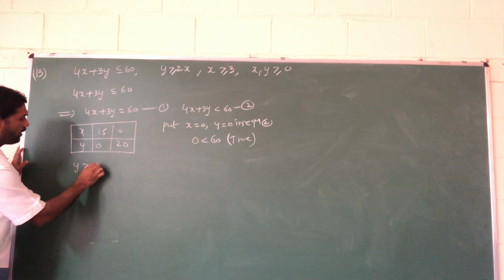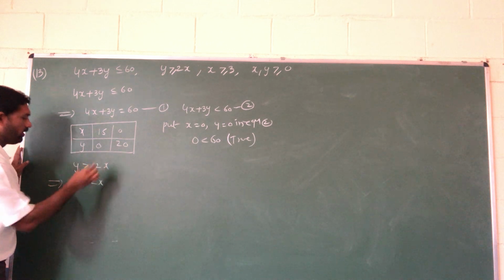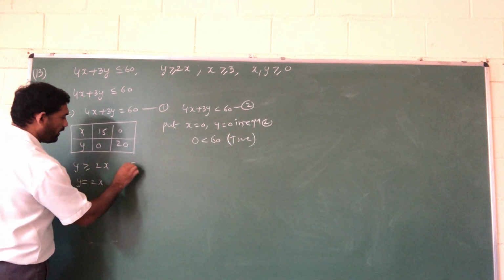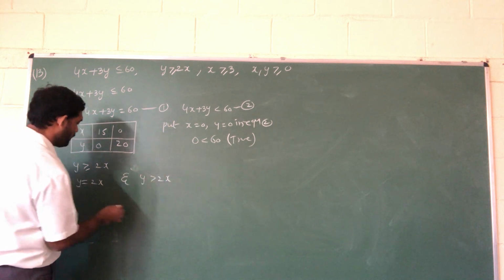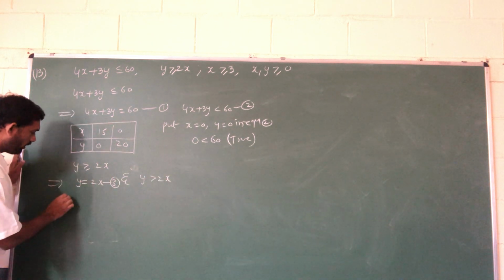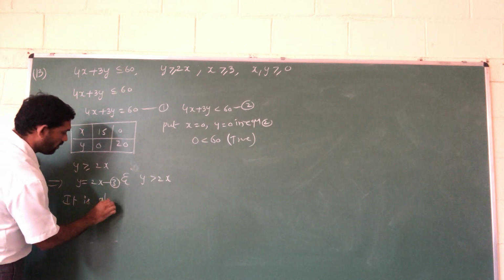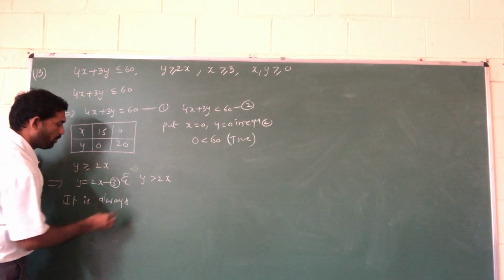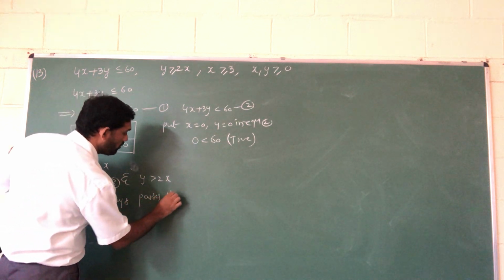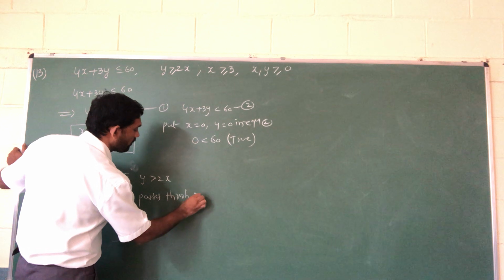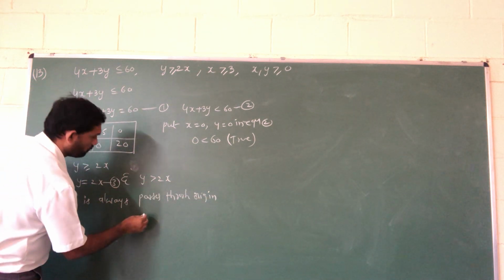Next one, y greater than or equal to 2x. So this one, y is equal to 2x, and y greater than 2x. Okay, now this is 3. So it always passes through the origin. This one you have to modify.